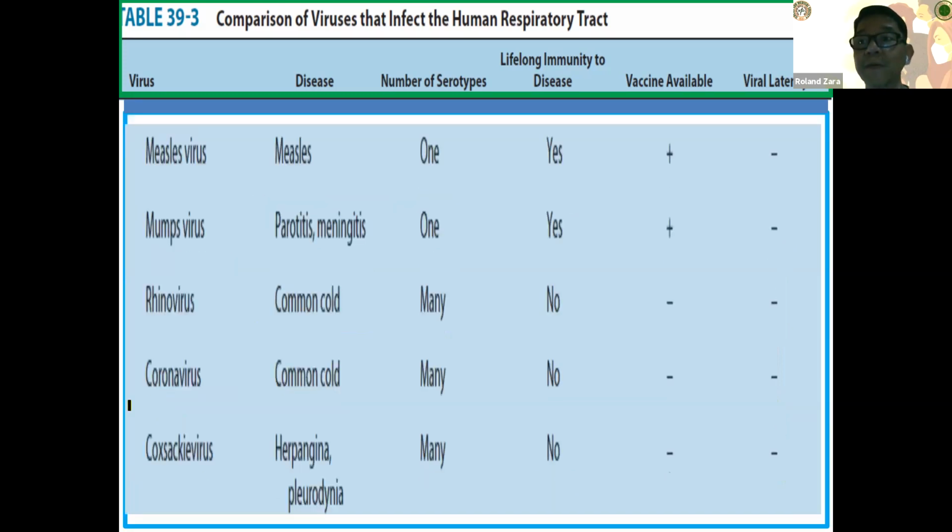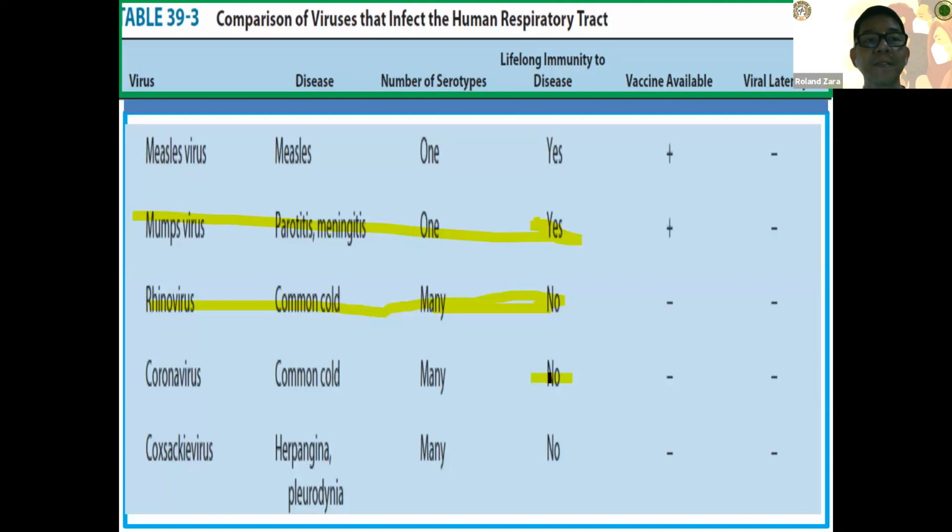Okay, you see the rhinovirus, as I've said, there are around 100 or 150 serotypes. So that's why there is no lifelong immunity. In mumps, there is a vaccine, MMR, so that's why there is lifelong immunity. Coxsackie, wala rin. Coronavirus, there is no lifelong immunity.